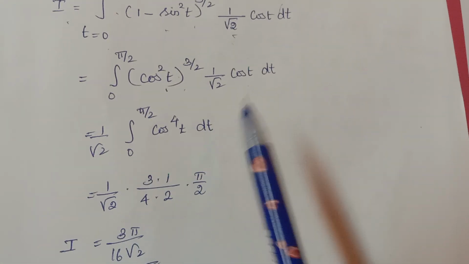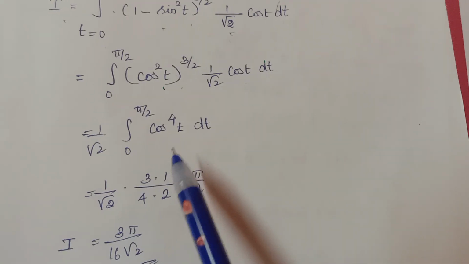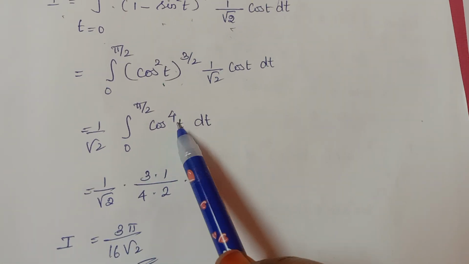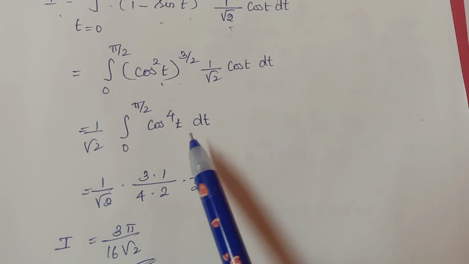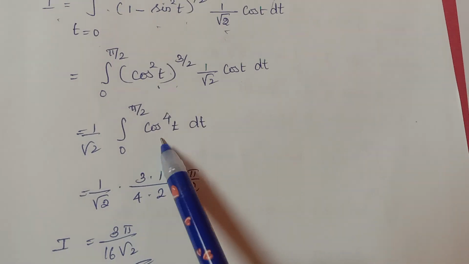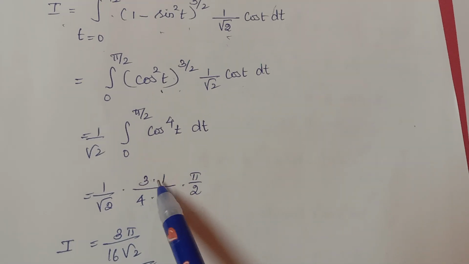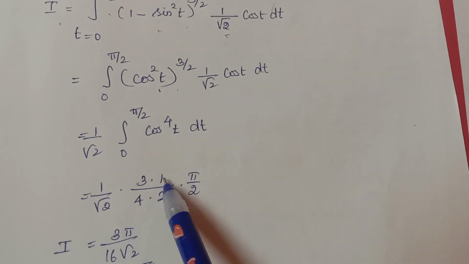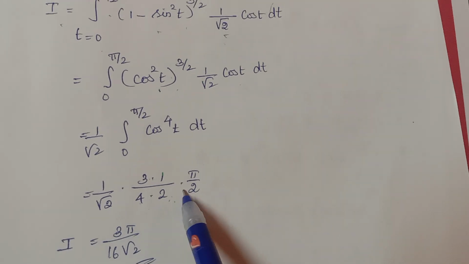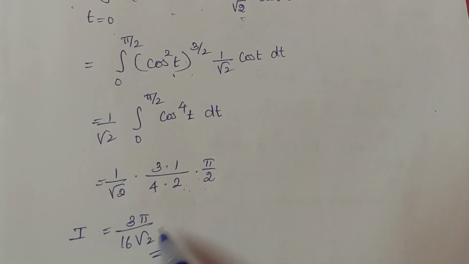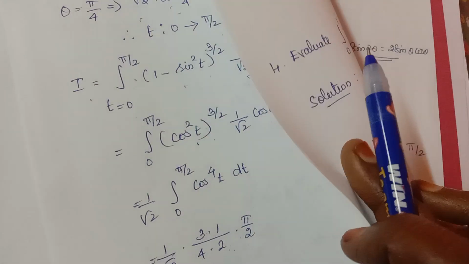So it will be cos power 4 t dt. Again the same type of integration of cos power n theta, where n is an even number. So you start from 3 in the numerator and 4 in the denominator. Reduce the numbers 2 by 2 and you have to end at 1 by 2, isn't it? So 3 into 1 by 4 into 2 multiplied by pi by 2. So the answer is 3 pi by 16 root 2.